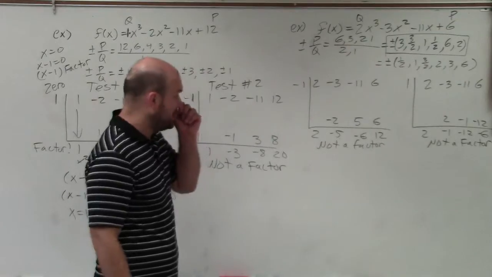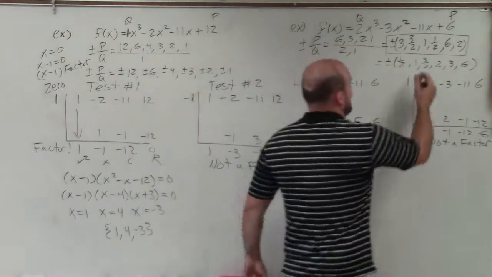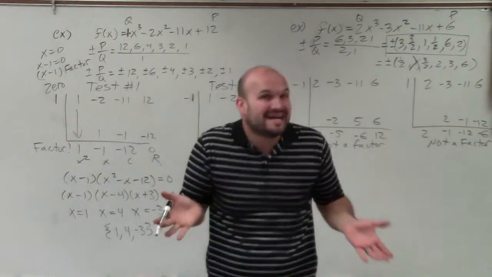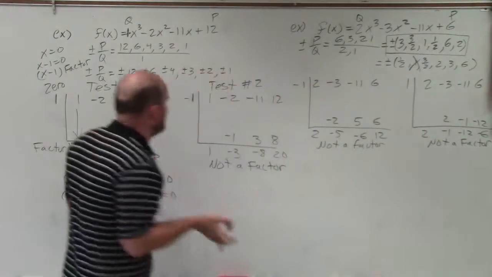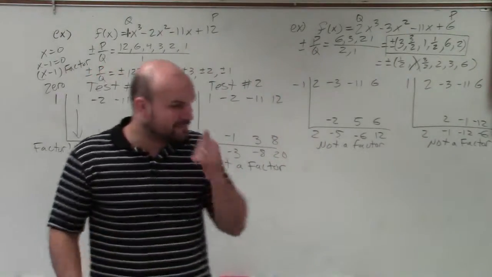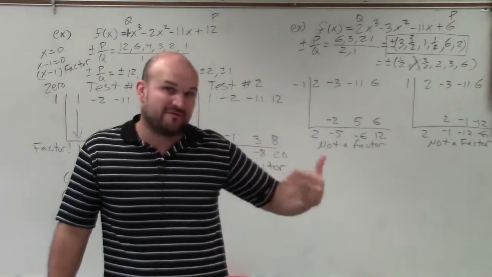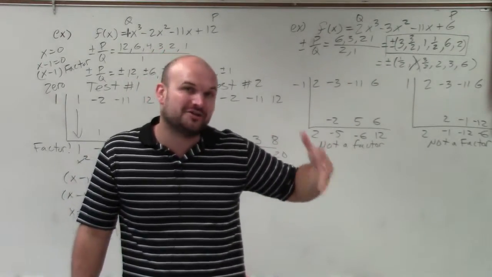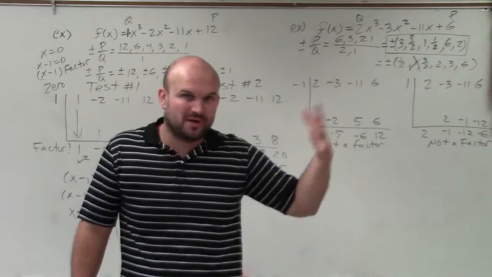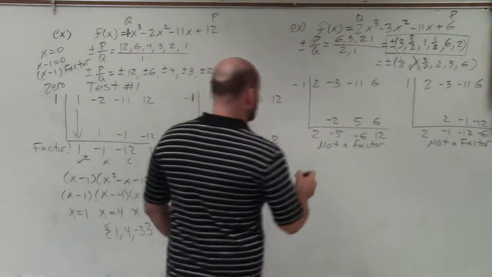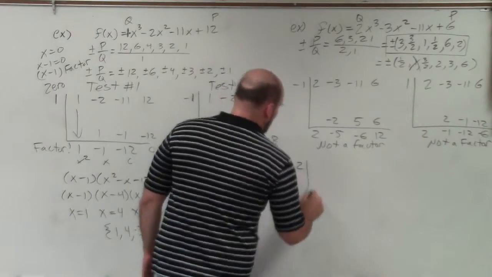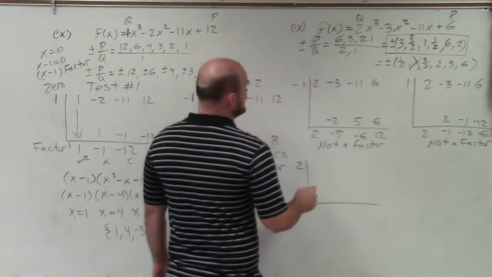OK, so now, once I know that 1 is not a factor, let's move to the next easiest problem. And that's why sometimes this kind of gets a little hard. I would say that more likely than not, when you're doing this without a calculator, your zeros are going to be plus or minus 1, plus or minus 2, plus or minus 3, unless your teacher is really, really mean and they want you to do synthetic division a lot. So let's go ahead and try 2.